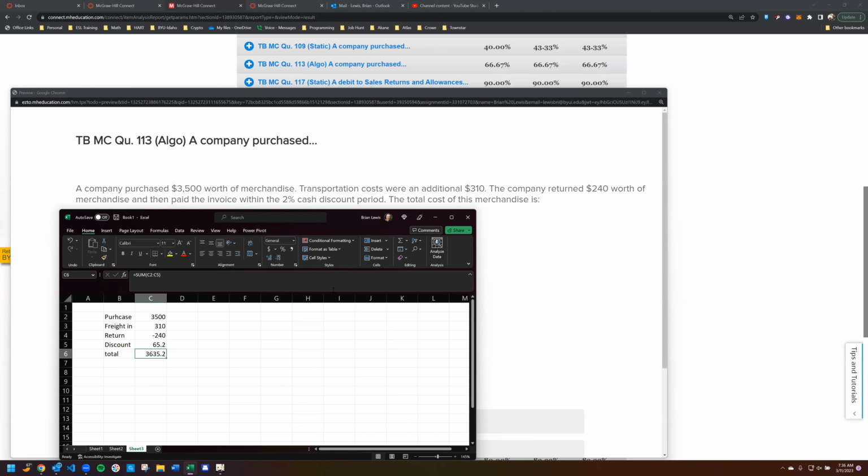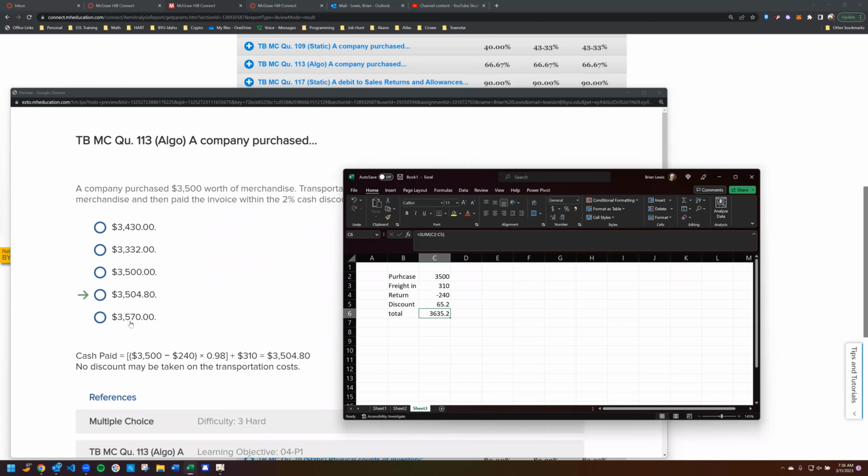Okay, 36, 35, 20. Let's see where we're at. 36, 35, 20. I don't see it here, right? So question is, how am I wrong? Oh, look at that. I messed up on the discount. Just looking through the numbers, this discount should be a minus, and there we go, 35,048.